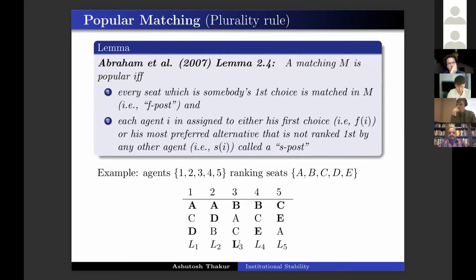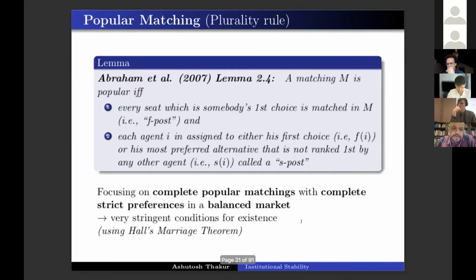Okay, and the way you can have popular matchings of different sizes, which are not complete matchings, is that sometimes an S post can be the outside option of remaining unmatched. Okay, so I'm going to focus in this talk on complete popular matching. Everyone is assigned. We have strict preferences in a balanced market. And what I just want to highlight is that this leads to very stringent conditions for existence, right?